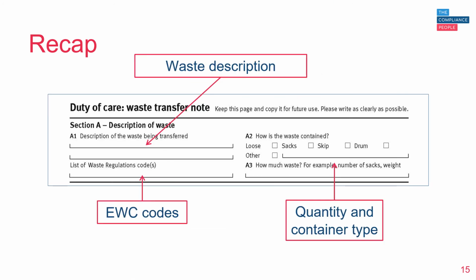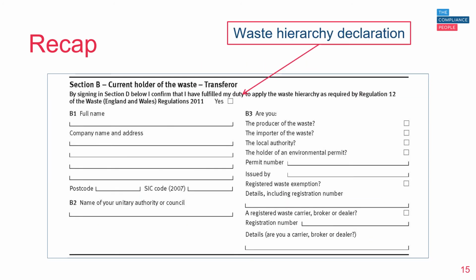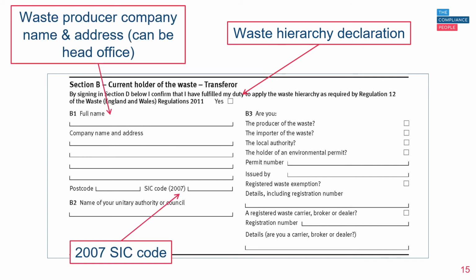So section A here, we need to have the waste description and the EWC code, and also include the quantity of waste and the type of container it's in. In section B, we've got the waste hierarchy declaration. So we need to make sure here that we've ticked, and then we've also signed later on in section D. We also need to have here in section B details of the waste producer. So if this is a company, it could be the head office with the address here. And we also need the 2007 Standard Industry Classification Code.